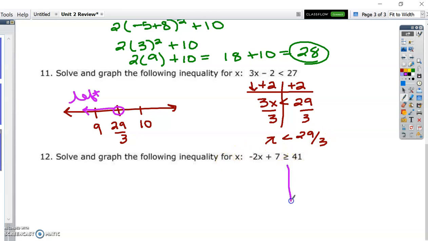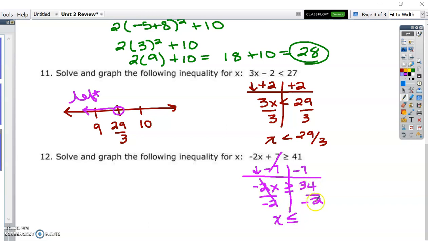All right, last one. We're solving for x again, so we need to get rid of this plus 7. So -7 on both sides. So bring your -2x down, so -2x. These 7's cancel. And then I have 41 minus 7, which is 34. Okay. Next step, divide by -2. Now I'm dividing by a negative. Okay, so x, switch your inequality, and 34 divided by -2 would be -17.